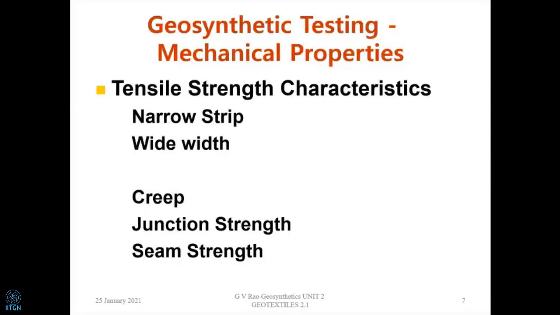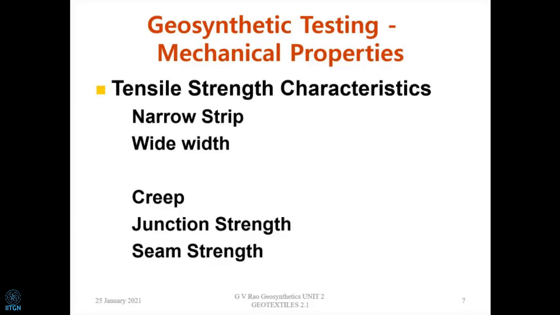When you look at the second class of testing, which is called mechanical characteristics, what is it we are going to get now? We want three kinds of parameters. One is the tensile strength, particularly when you're using this in a reinforced wall structure, like a reinforced wall or a reinforced slope. What is more important for us is the strength of the material. So how do you get the strength of the material?